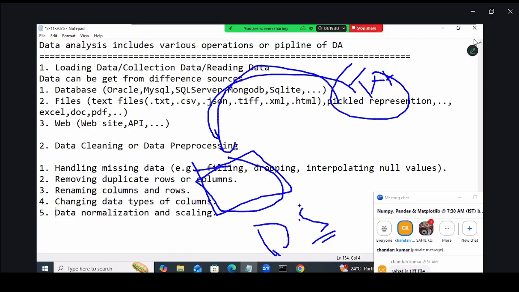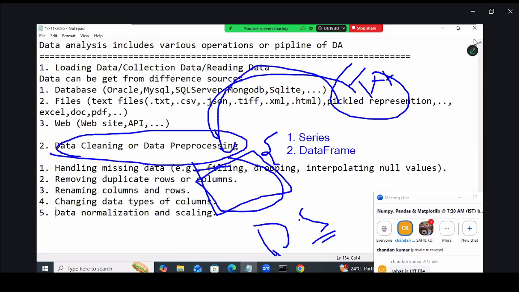Now, pandas provides two powerful data structures. One is called Series, and the second one is called DataFrame. So pandas comes with two powerful data structures to perform which operations? Pre-processing. You are loading the data and representing it as a DataFrame, so that you can handle missing data. You can remove the duplicate rows and columns. Okay, you can rename the columns and rows.